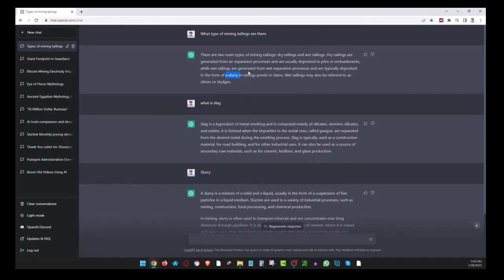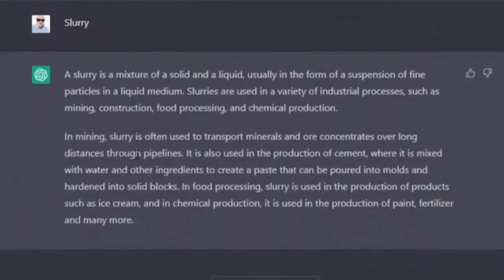Okay, it depends on the type of mining. But what did I say next? What is slag? Slag is metal smelting, so it's not really related to mining. But there are some similarities with slag. It's a byproduct. Slurry, though.